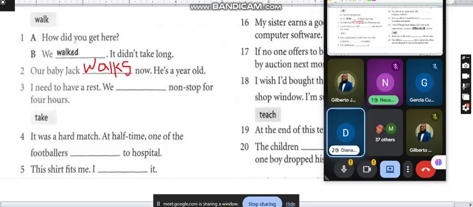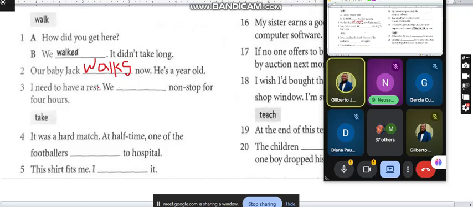Here we're supposed to use the present perfect continuous. We're talking about an action which started in the past and is still progressive. It hasn't yet ended. So say: I need to have a rest. We've been walking non-stop for 4 hours, which means we started walking 4 hours ago, and up until now we've been walking. So we haven't had any rest. We haven't stopped walking. So we've been walking non-stop. So there should be have been.